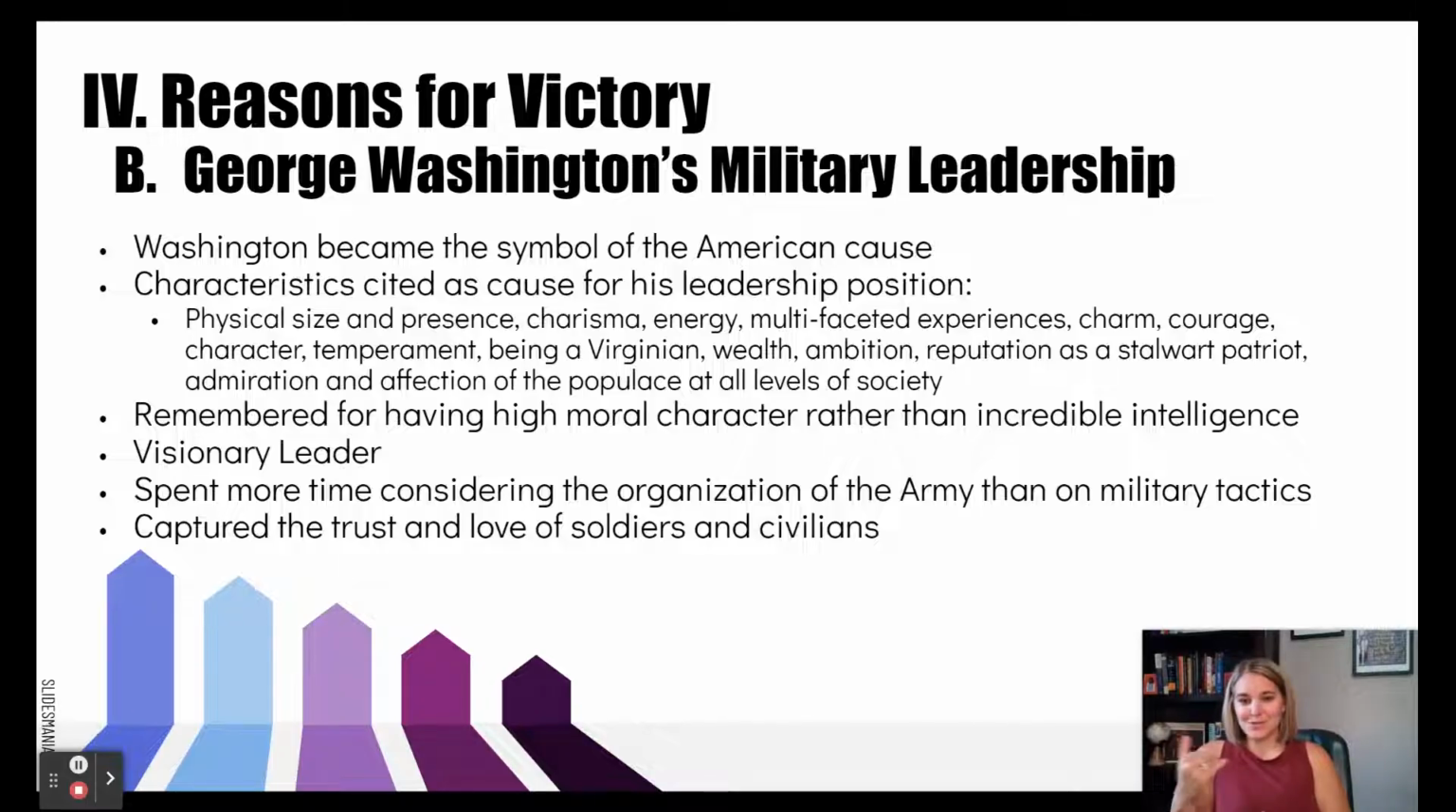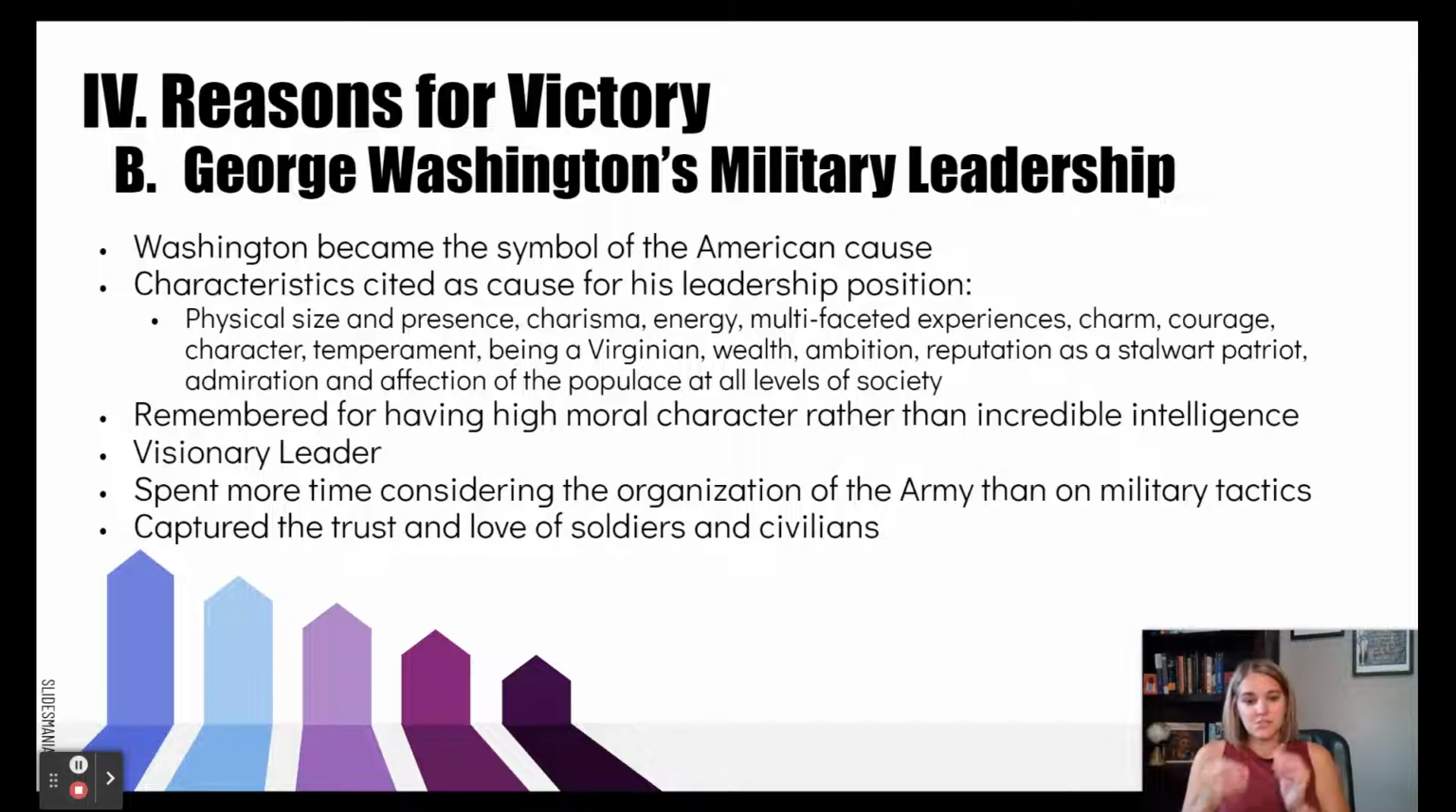Some discuss his physical size, his energy, his charisma, his courage, his temperament, the fact that he was from Virginia. But ultimately, most people believe it is his moral character. He's not known as being incredibly intelligent. However, he was very ethical and treated people with respect. He also was a great example of a visionary leader.